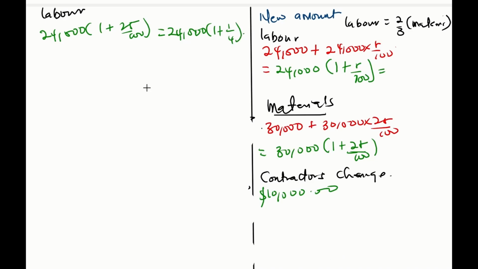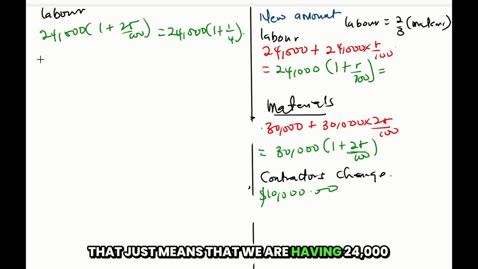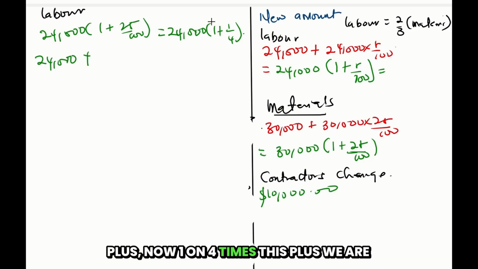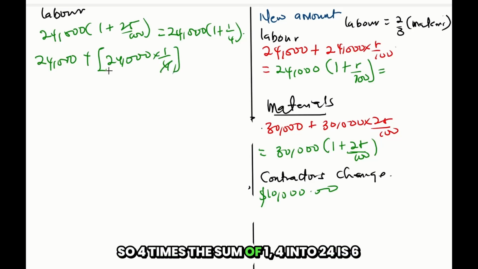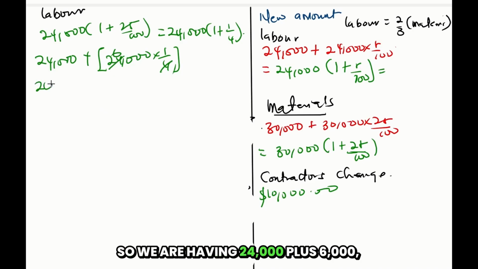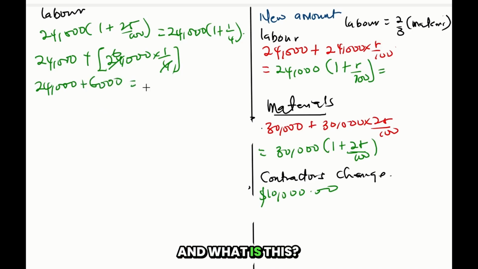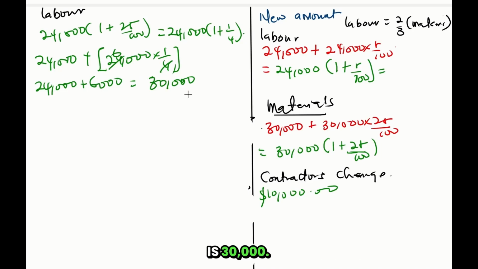All right. Let's simplify that and see what that is. That just means that we are having 24,000 plus 24,000 times 1 on 4. So 4 into 24 is 6 times. So here is 6,000. So we are having 24,000 plus 6,000. And what is this? This is going to give us 30,000. So it means that the new amount for labor is 30,000.